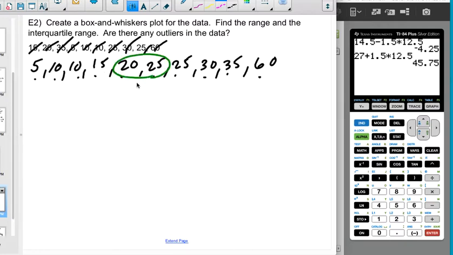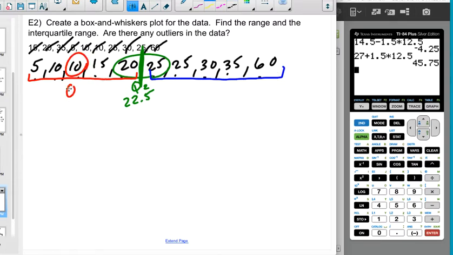These two are going to get averaged, and my Q2 is 22.5. Now, what's interesting is that means that my median is falling in the middle. So that means that both 20 and 25 count in the bottom and the top half, right? They're actually part of that half because neither of them is actually the median. So that makes these halves easier because there are 5 terms. So my Q1 is 10, and my Q3 is 30, right?